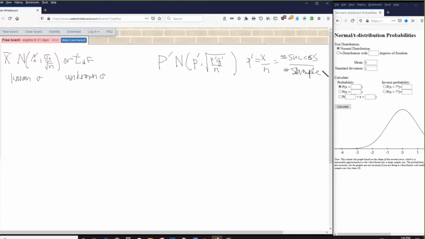So if we have a single population mean, known population standard deviation, we're going to use the normal test with the z-scores. If we have a single population mean with an unknown population standard deviation, we're going to use the student t-test distribution and the t-scores. If it's a single population proportion, we're going to use the normal distribution with the z-scores.